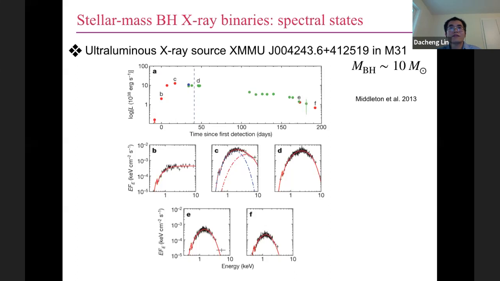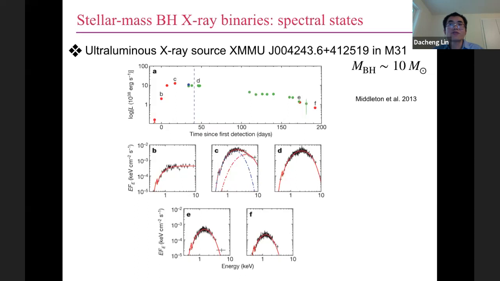Then how do we understand the spectral evolution of our event? For this, let's see what happened when a stellar mass black hole in M31 reached the Eddington limit. In its 2012 outburst, the source luminosity reached the Eddington limit quickly, and then decreased slowly over months. The plots in the lower panel show the spectra at different epochs, and you can see the dramatic spectral change.